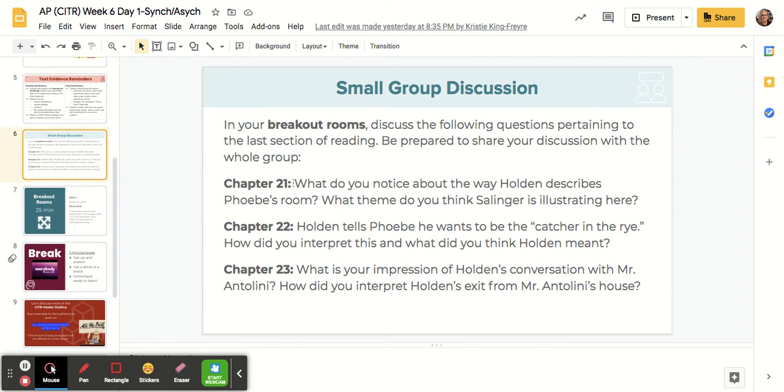When you're done looking at the text evidence mini lesson, you will not be in breakout rooms. You will actually be answering these questions in your assignment for today, which is in the discussion post. So refer to that discussion post and follow the instructions just like you did for the conclusion practice. You'll be answering some questions and you'll be responding to other people's questions as well.